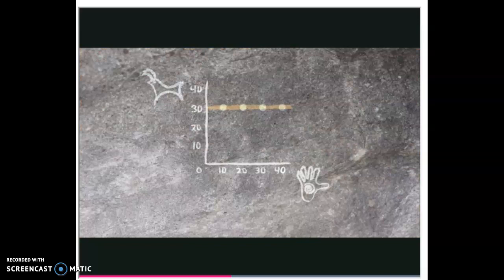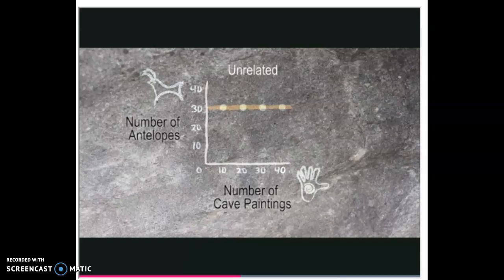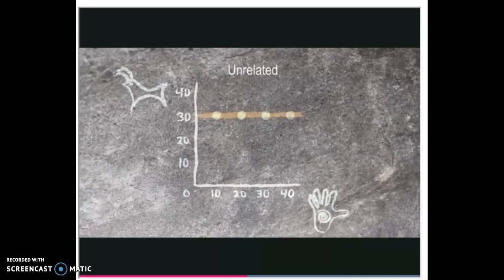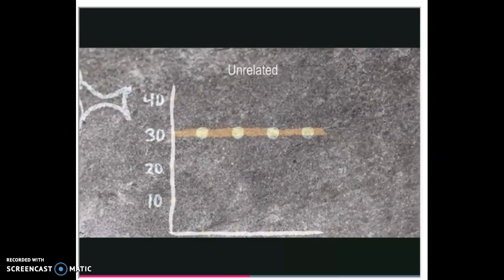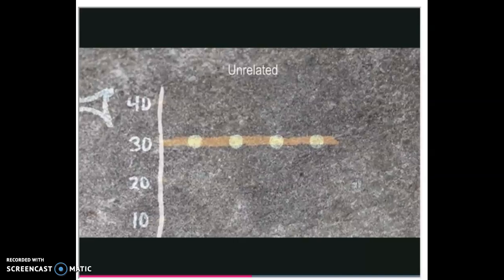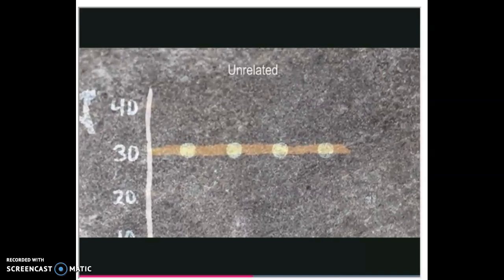Now consider the points on a graph with the number of cave paintings in the cave measured on the horizontal axis and the number of antelopes grazing in the forest on the vertical axis. If these variables are unrelated, an increase in the number of cave paintings won't cause a change in the number of antelopes grazing in the forest. So the line through these points will be horizontal, in this case showing us that there will be 30 antelopes grazing in the forest regardless of the number of paintings in the cave.